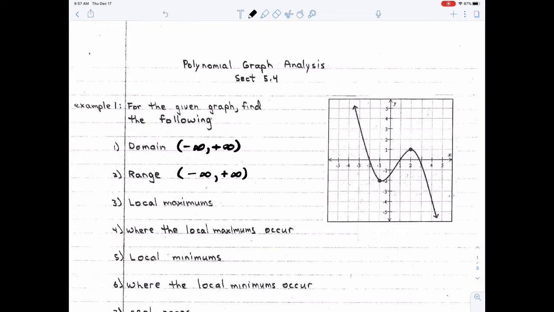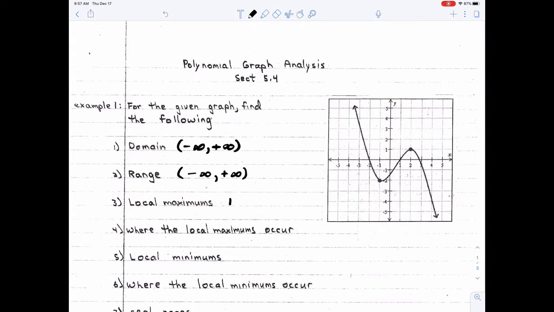So first of all, let's look for local maximums. Here, there's only one. And this graph on this part right here maxes out at 1. So the entire graph doesn't max out at 1, but that one little section does. So the local maximum is 1. Notice again, it's not a point. It's not 2, 1. The local maximum is just the y-coordinate.